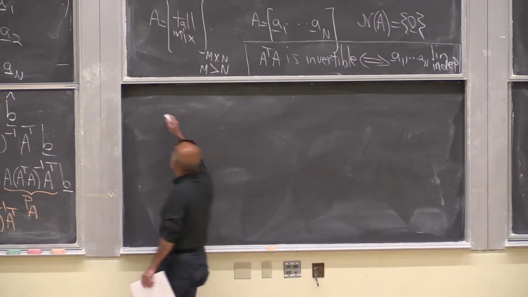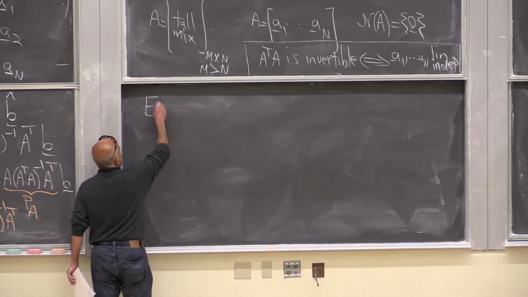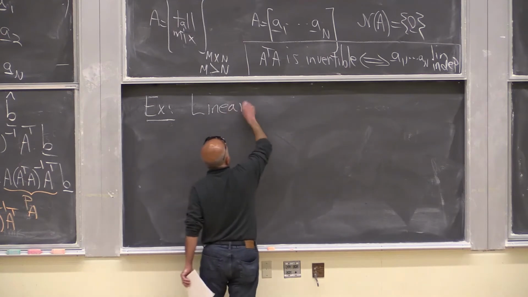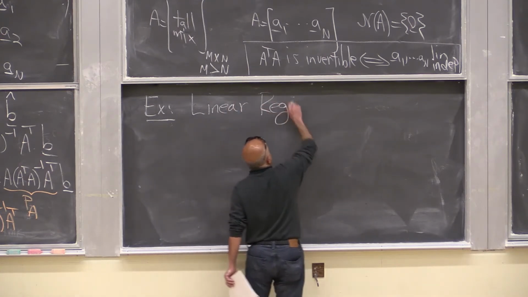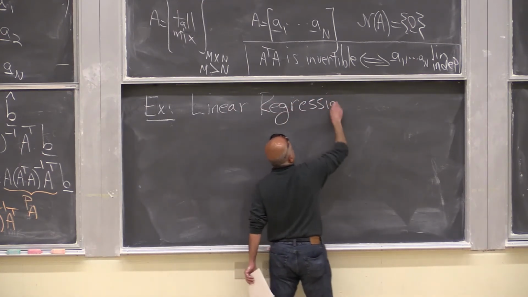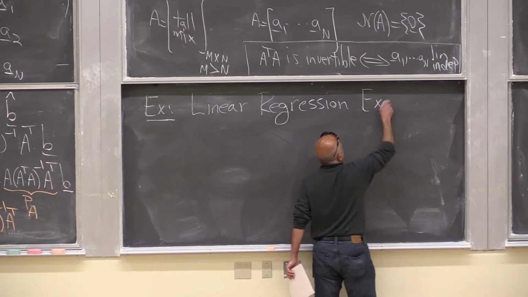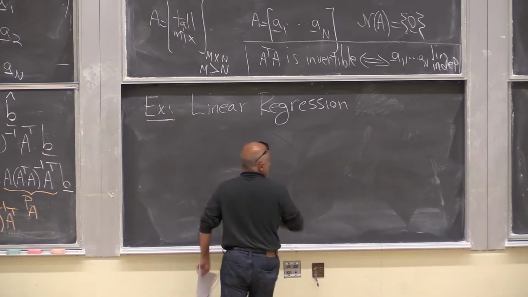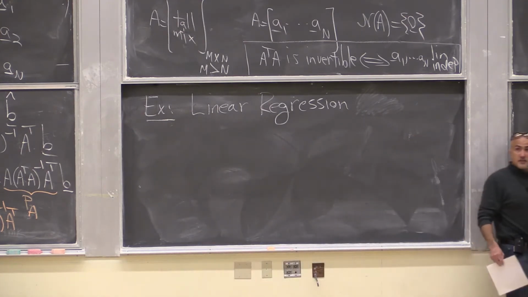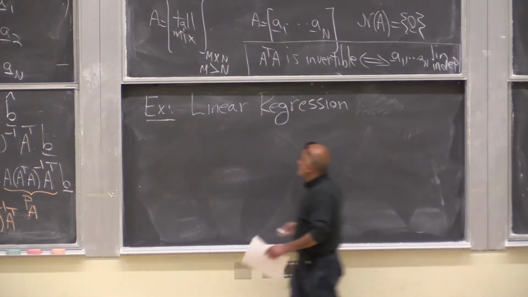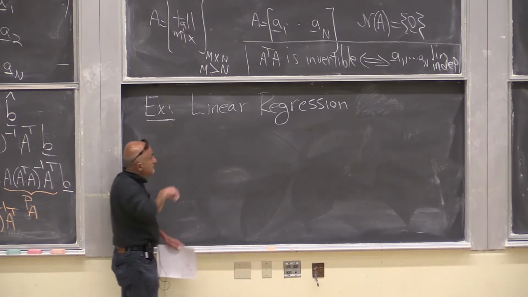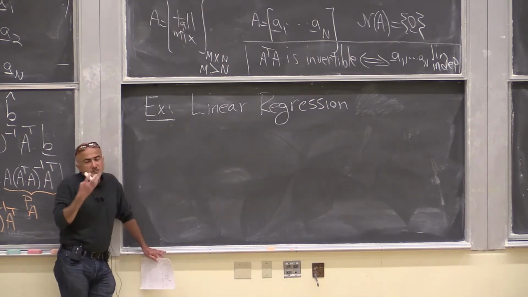I grabbed this from one of the editions of Gil Strang's books. Linear regression example. It's essentially a miniature version of this one. So let me give it some context.